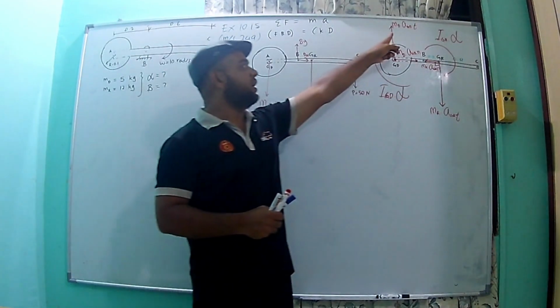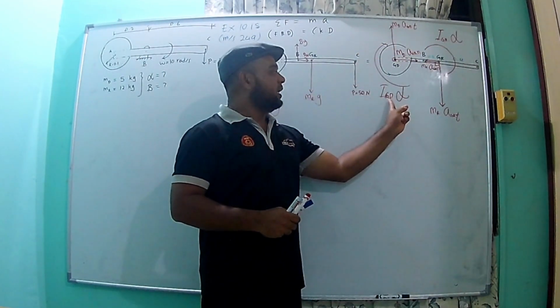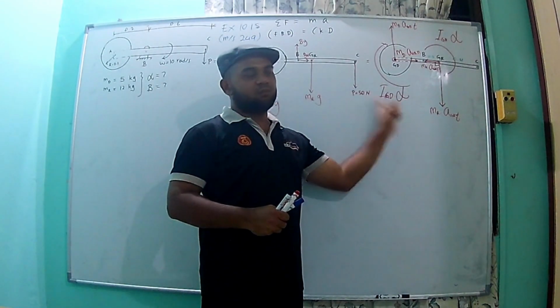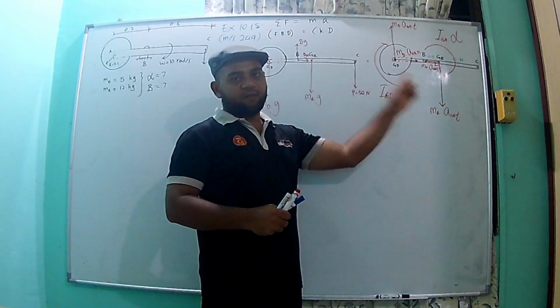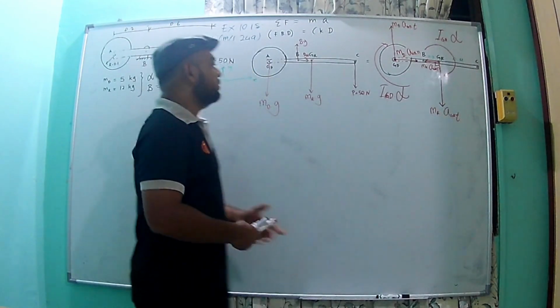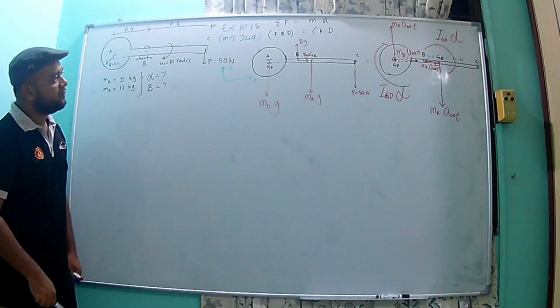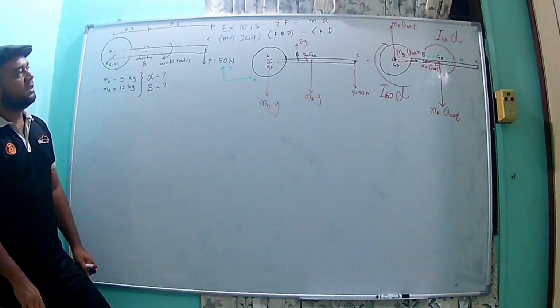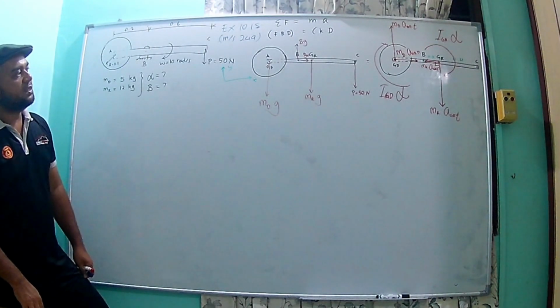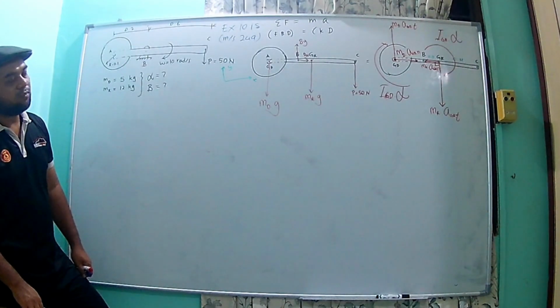Notice that this m a is force. The I alpha is actually already the moment, so you can compare moment to moment and force to force later on. Okay, so you create the first one. You can start with any of them: sigma Fx, sigma Fy, or sigma moment.